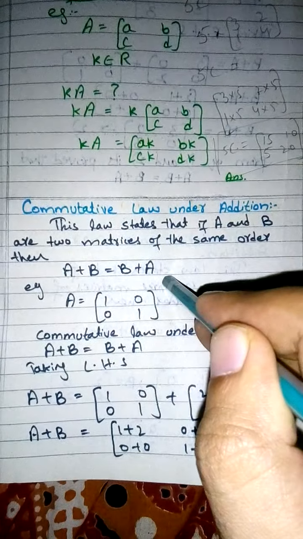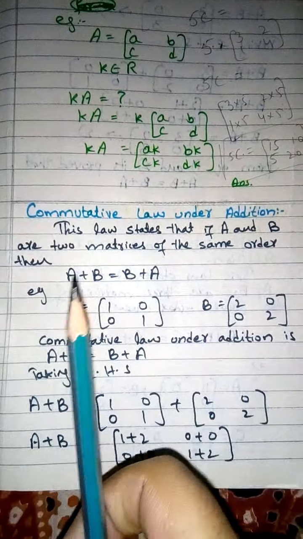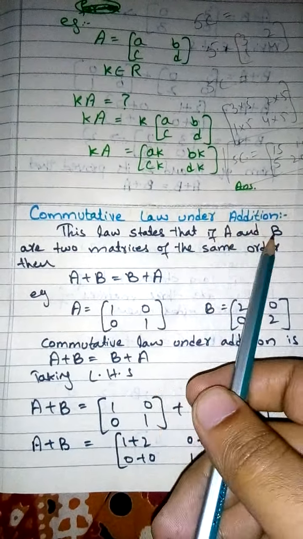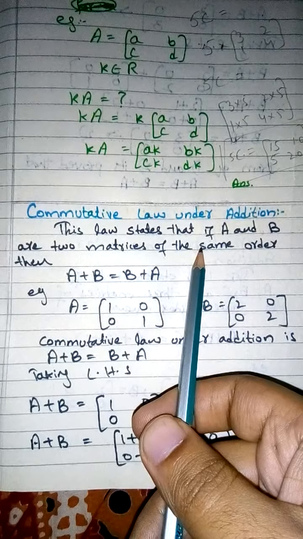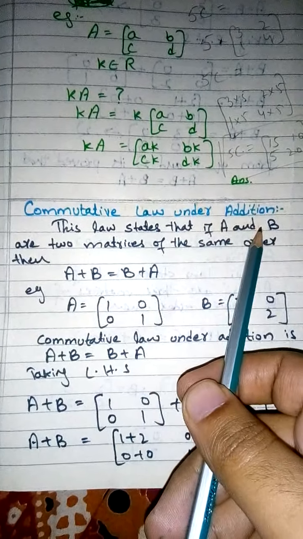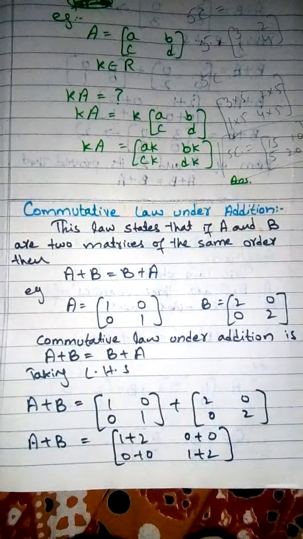Now what does it mean? This means that, for example, if we have two matrices A and B and both matrices have the same order, then if we add the first matrix to the second or the second matrix to the first, the answer will be the same.